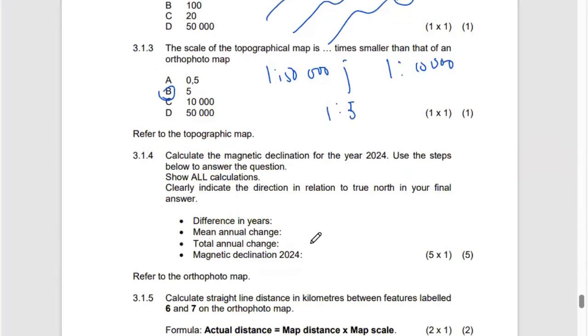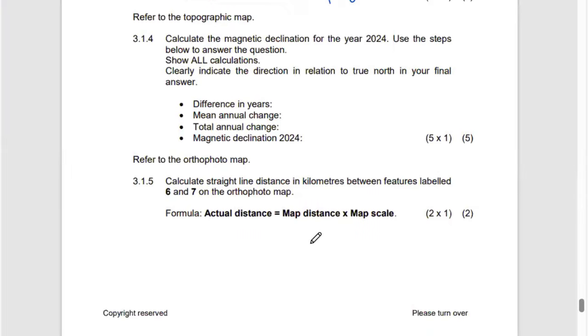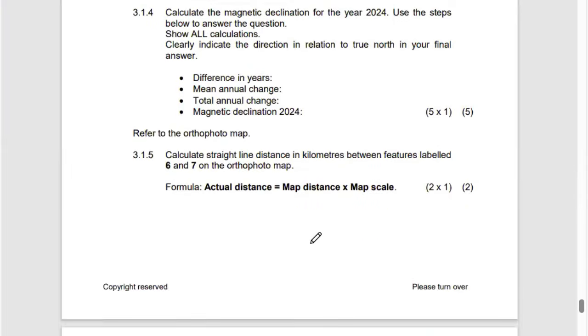Right, calculate the magnetic declination for the year 2024. Use the steps. You're supposed to use the map information provided on the map. At the bottom of your topographic map, before the reference, you see that there's information provided about magnetic declination and the mean annual change. You use that information to substitute in the given steps and calculate. Then calculate the straight line distance in kilometers between features labeled 6 and 7.